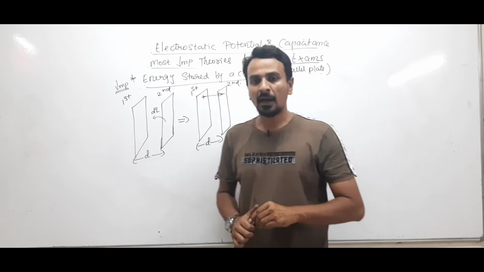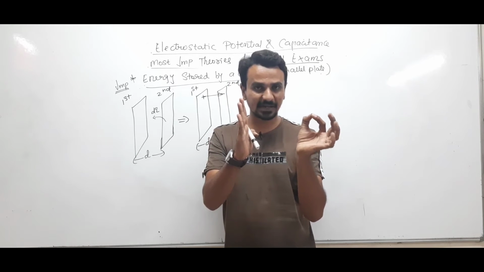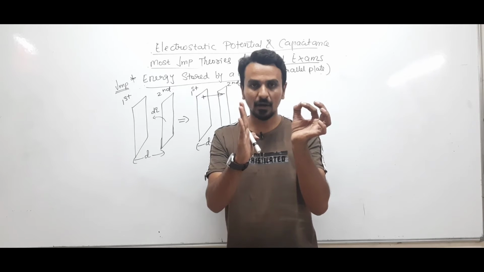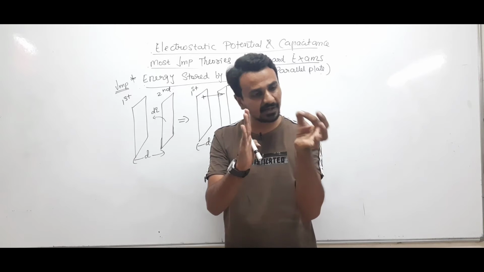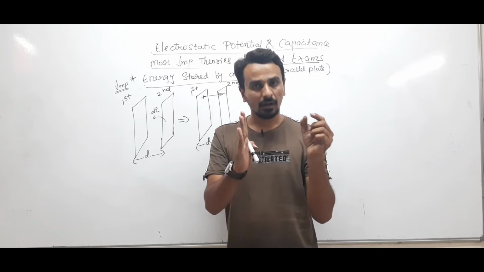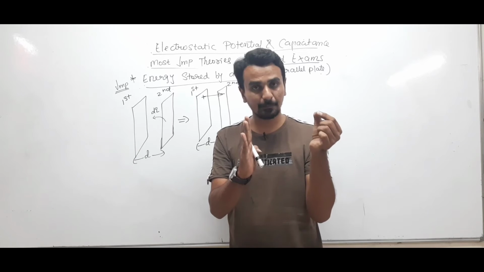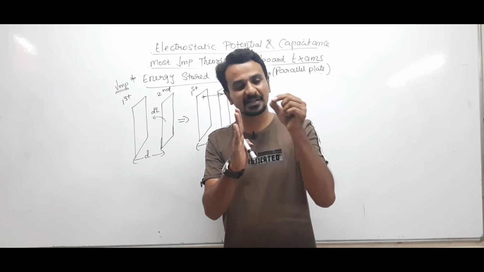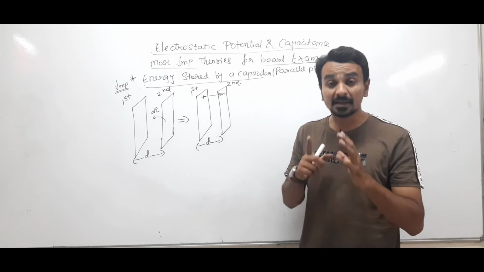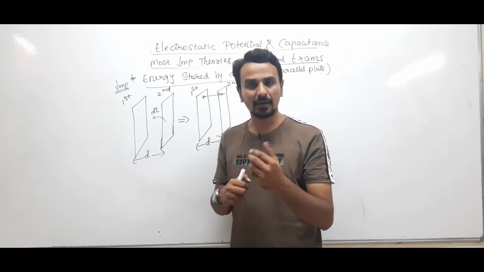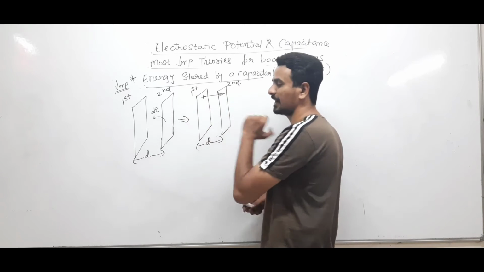Clear? Once again, a dq charge when it is being transferred from second to first plate, already positive charge is there on the first plate. This positive charge will repel this charge. So against the force of repulsion, a charge dq has to be transferred from 2 to 1, and for this some work has to be done. This work is done by the battery, and this work done will be stored in the form of energy between the plates of the capacitor.